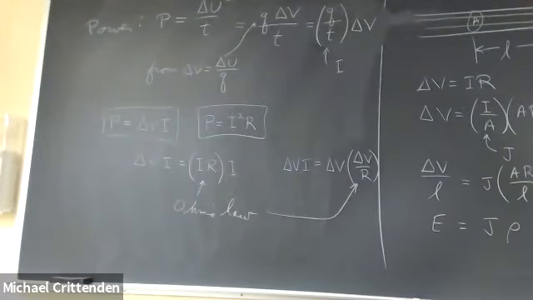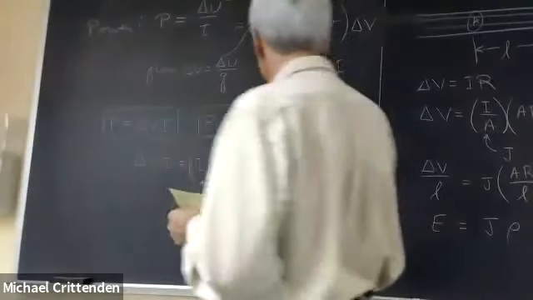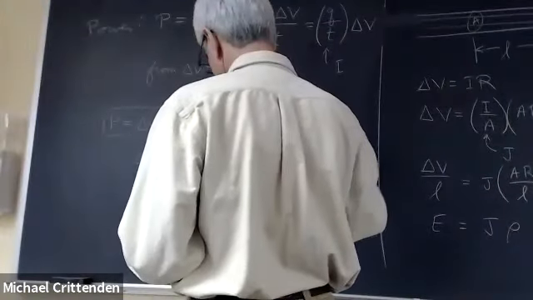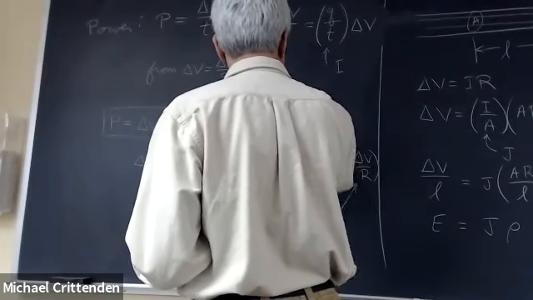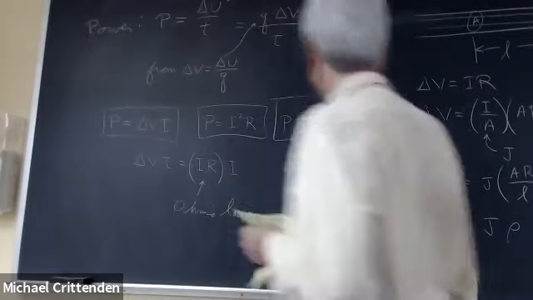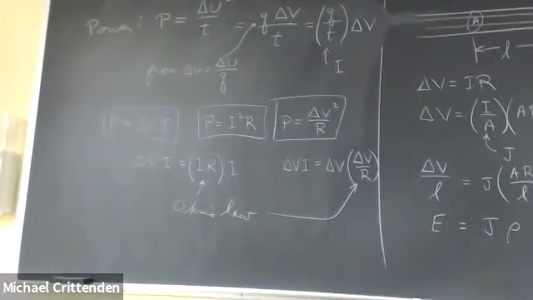You can use Ohm's law to eliminate I instead. Ohm's law says I equals V over R. So V squared over R will give you power.